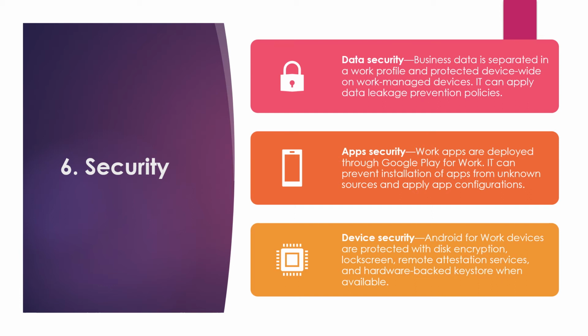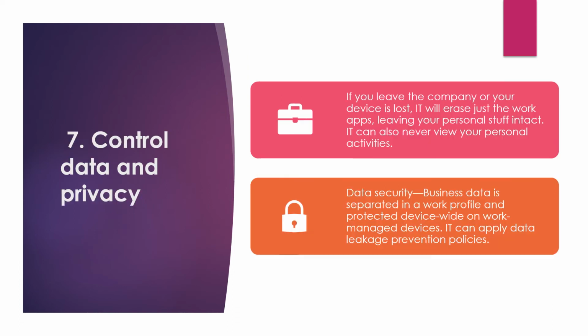Especially the work profile data would be encrypted, which will have disk encryption. As the work profile will be in a separate partition, a separate data partition kind of, that data would be encrypted, and there will be an enforced lock screen, and remote attestation services will also be enabled, and a hardware-backed key store when available. So these are some of the device security features which Android for Work offers.